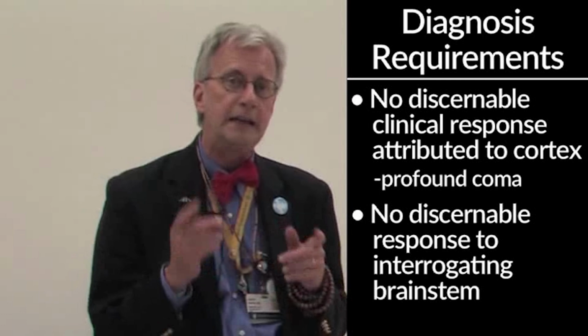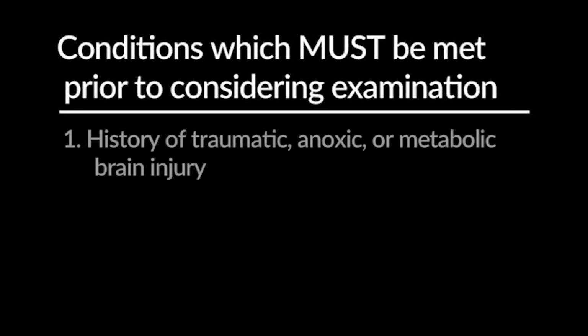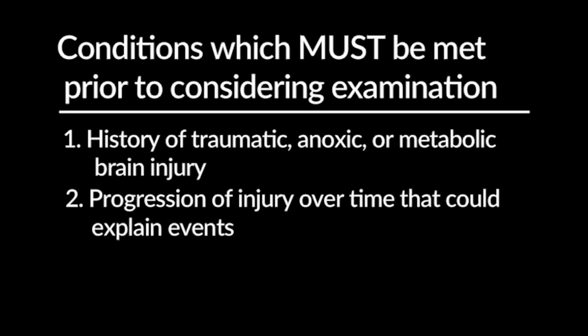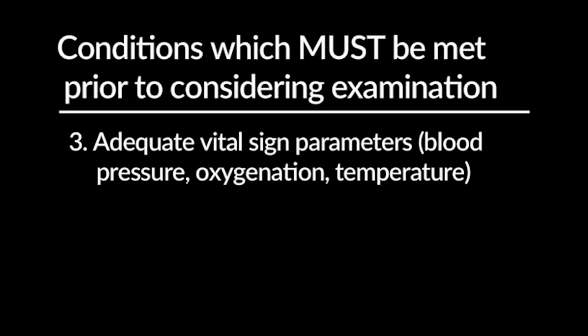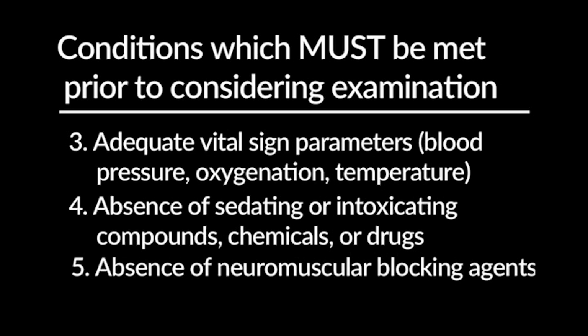Certain conditions, however, need to be met before one could even consider doing this examination. These patients must have a history of traumatic, anoxic, or metabolic brain injury, and a progression of that injury over a period of time that could explain the events we are investigating. We need to make certain that the patient meets certain parameters in terms of blood pressure, oxygenation, temperature, and also the absence of any kind of sedating or intoxicating compounds, chemicals, or drugs, in the absence of any neuromuscular blocking agents. In any of those instances, we cannot proceed ahead with this investigation.